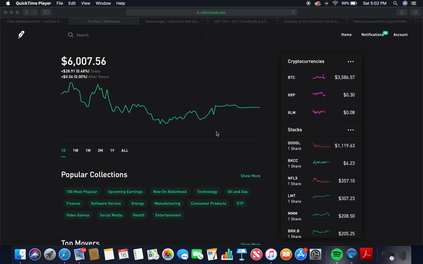This is the eighth wonder of the world, introducing compound interest.